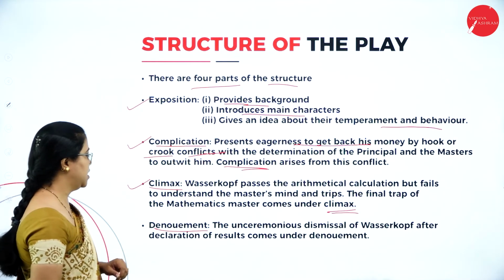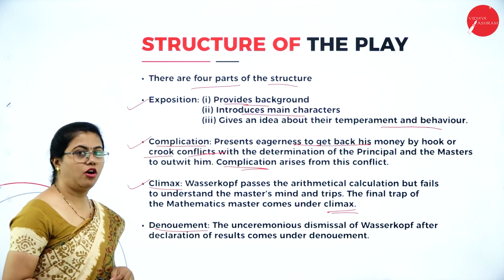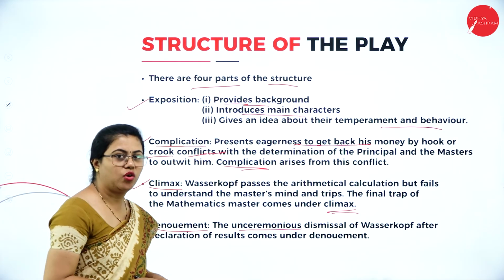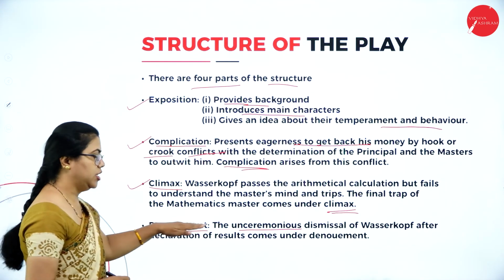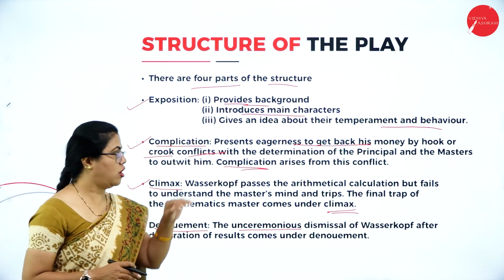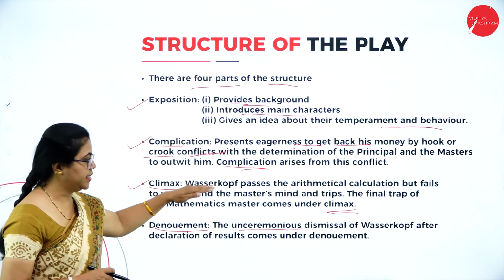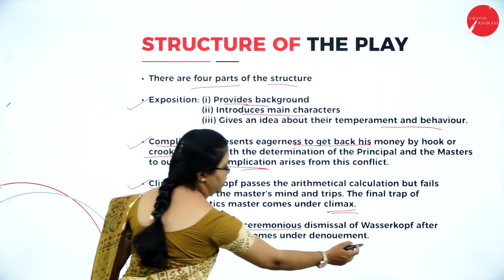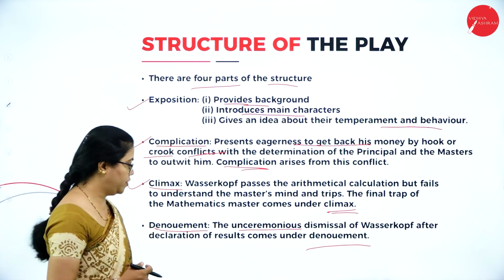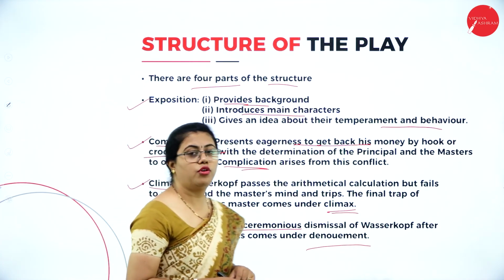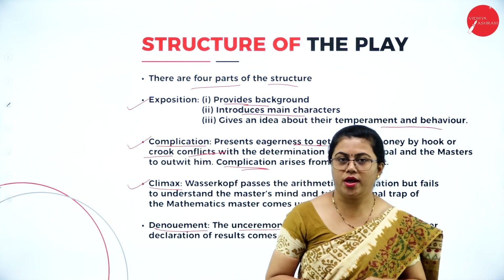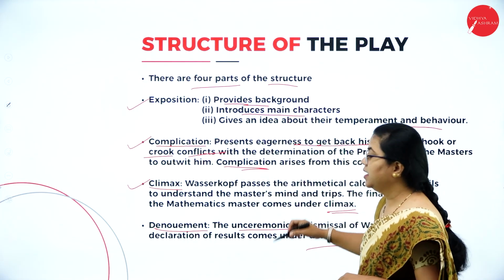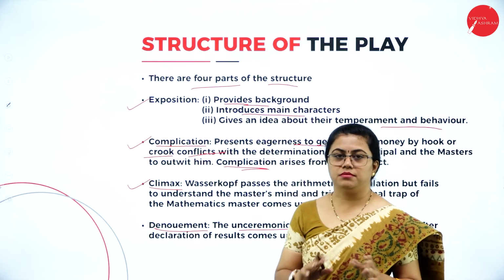Next we have this denouement. This is the unceremonious dismissal of Wasserkopf, with no conditions at all. Wasserkopf is just carried and thrown out of the school. What takes place over there is called the denouement, which means there is a solution for the conflict. After the conflict there is a climax and there is a solution for this. So this solution comes under denouement. The dismissal of Wasserkopf comes under this denouement. These are the 4 different parts of the structure of this one act play. Any one act play will have this structure, and I have specified all the examples of where the structure stands.